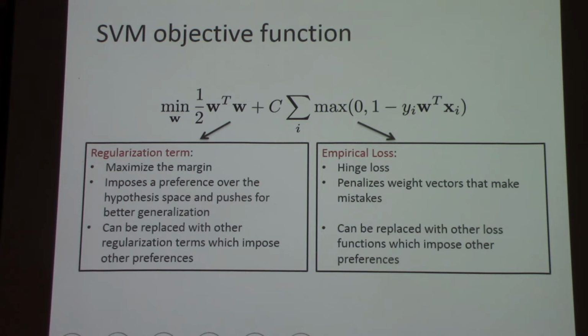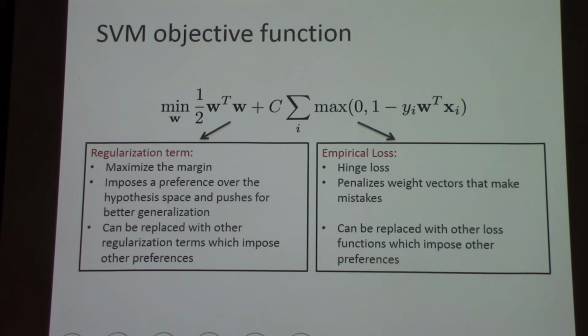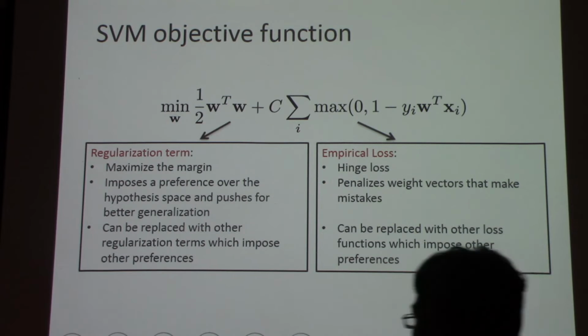All loss functions penalize mistakes made by weight vectors, and in this particular case the Hinge loss has this piecewise linear functional form, but you can replace it. There exist other loss functions as well. We'll see at least one or two more before the end of the semester.